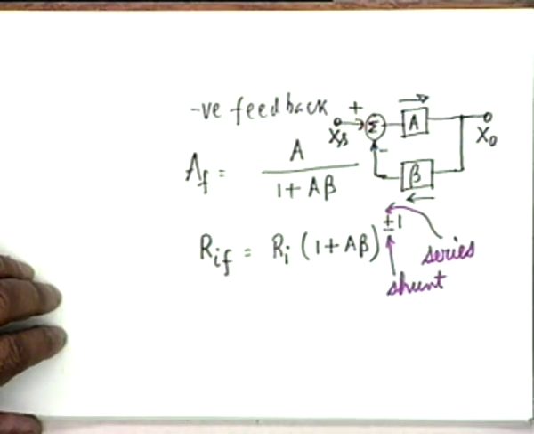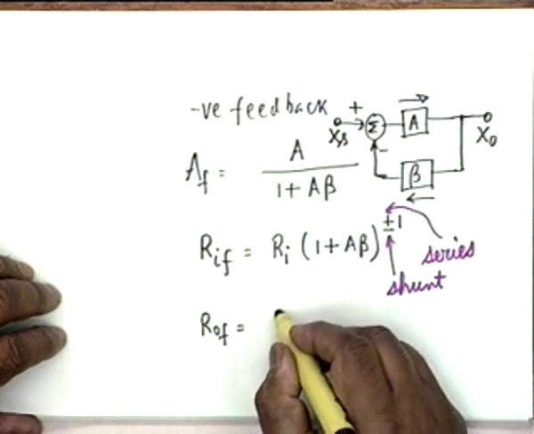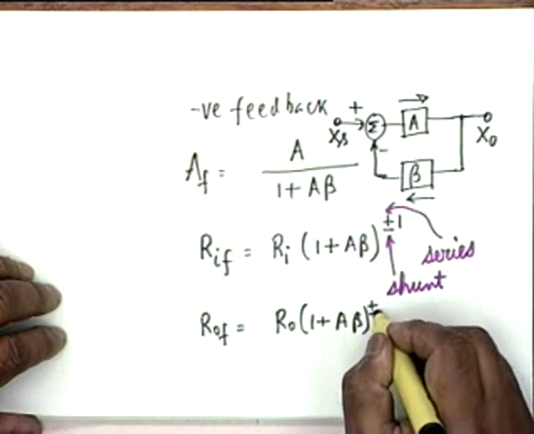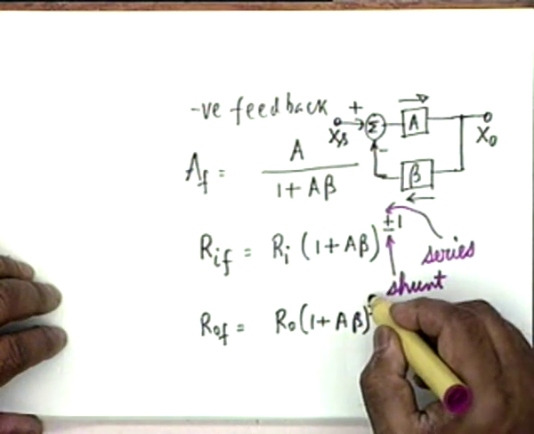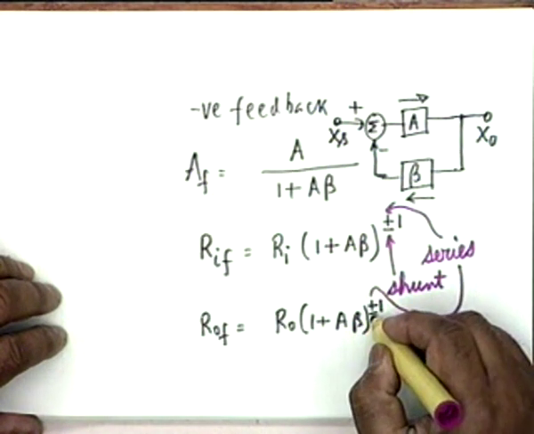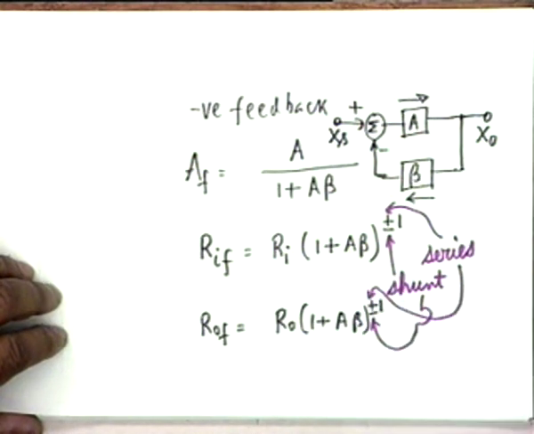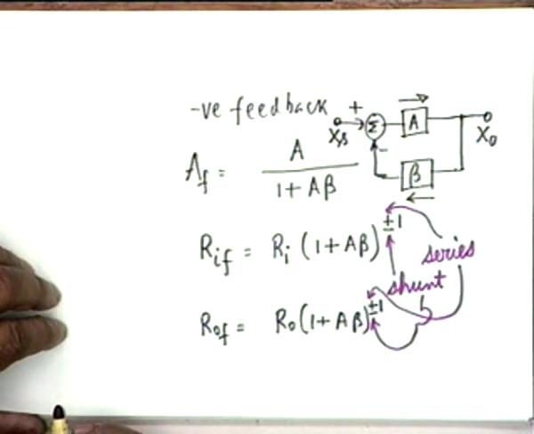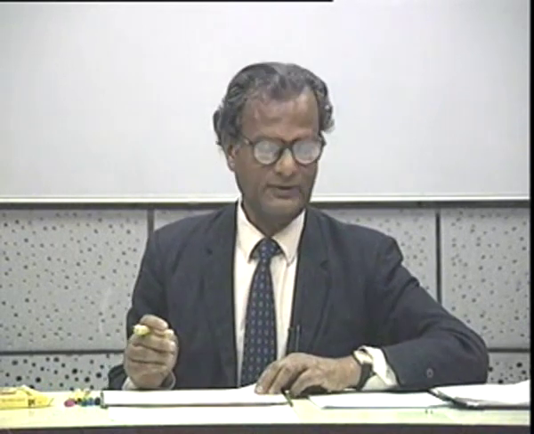In a similar manner, the output impedance with negative feedback ROF is equal to R0 times 1 plus A beta to the power plus or minus 1, and once again the plus sign arises for series connection and the minus sign arises for the shunt connection. This is the summary of what we did. And then in the last lecture we had taken an example of a feedback amplifier.